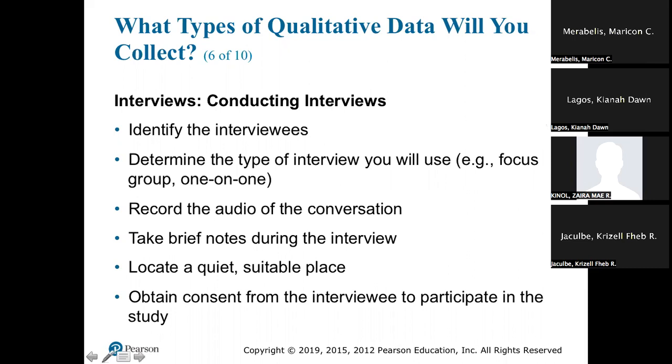Conducting interviews. First, identify the interviewees. Second, determine the type of interview you will use, for example, a focus group or one-on-one. Third, record the audio of the conversation. Fourth, take brief notes during the interview. Fifth, locate a quiet, suitable place. And last, obtain consent from the interviewee to participate in the study.